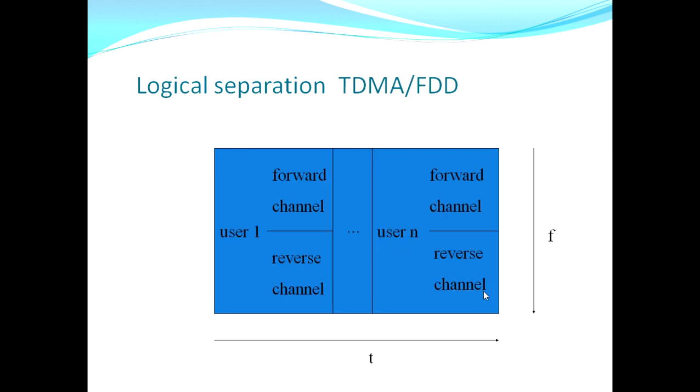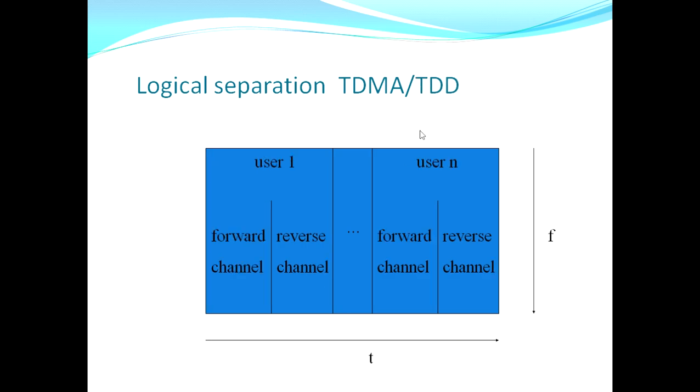And here this is for TDMA FDD. Here we have vertical separation. If it is vertical separation, it means TDMA; if it is horizontal separation, it means FDMA. Here user 1 to user n are divided vertically, and for each user two channels are assigned vertically. That is why it is called FDD.